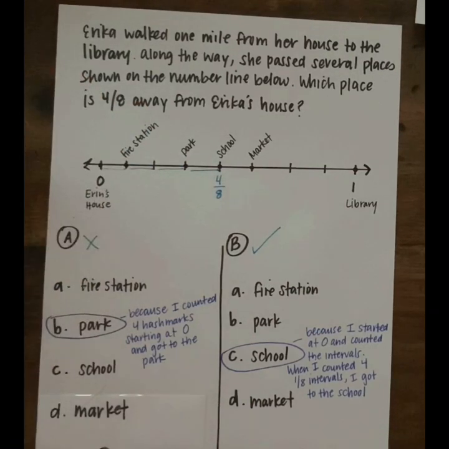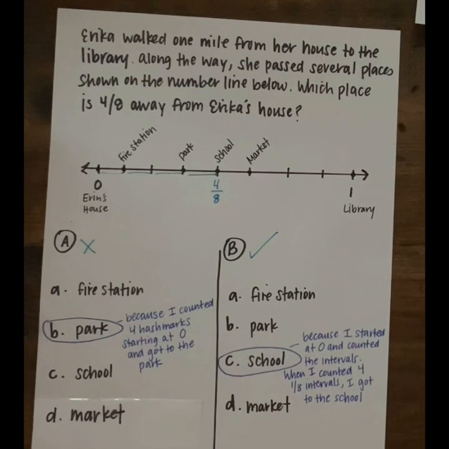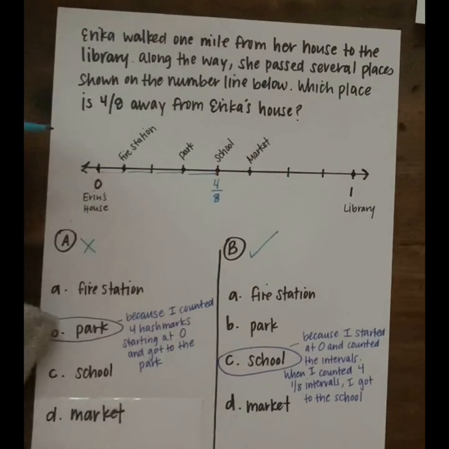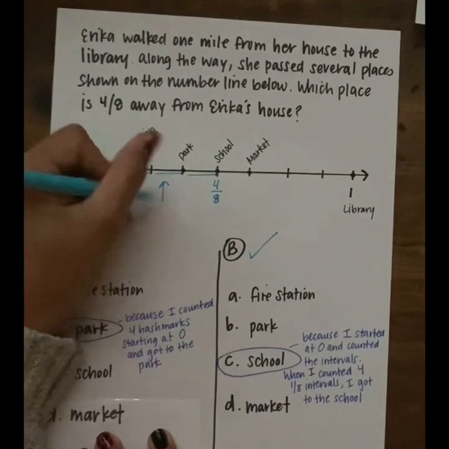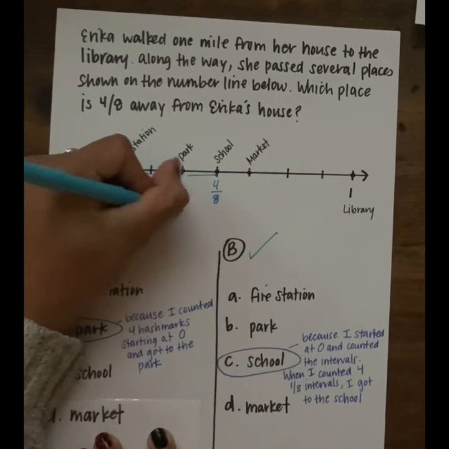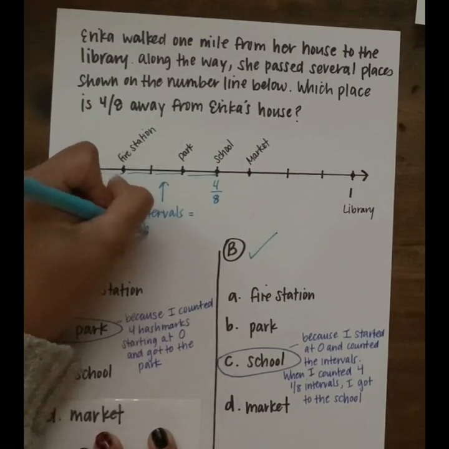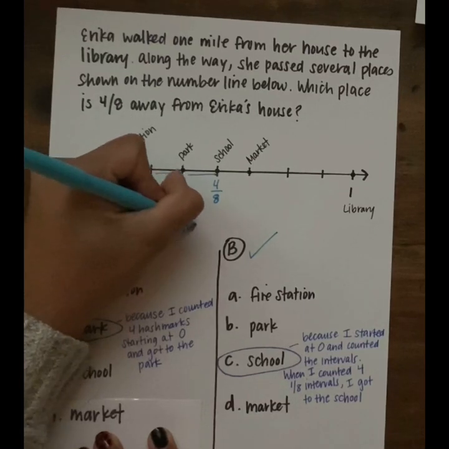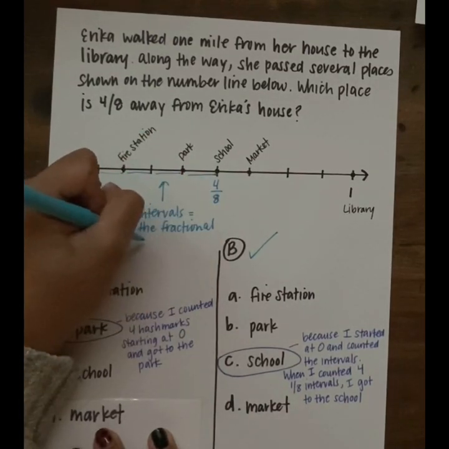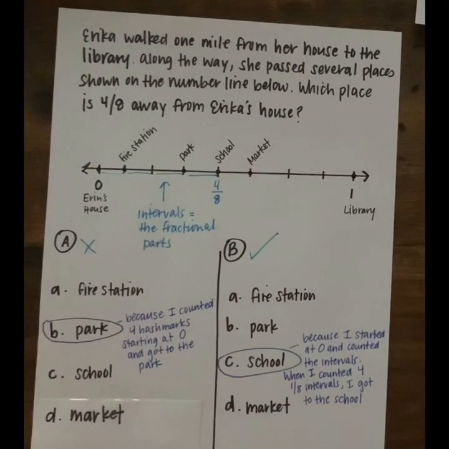Why is that incorrect? Why is that strategy incorrect? That's right. We talked about this before. We can't count the lines or the hash marks because the lines just represent endpoints. We know that the intervals actually represent the fractional part, so we have to count the intervals or the spaces when we're identifying fractions. Keep this in mind as you move on to your exit ticket.